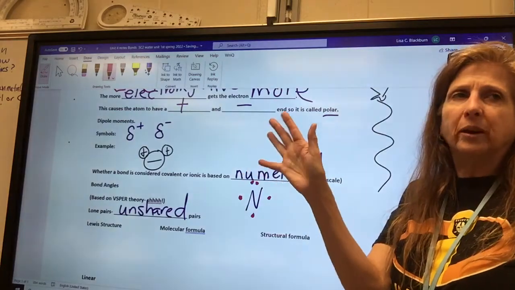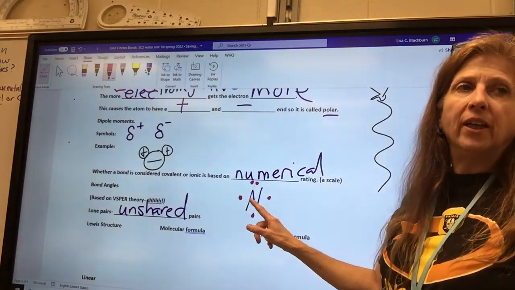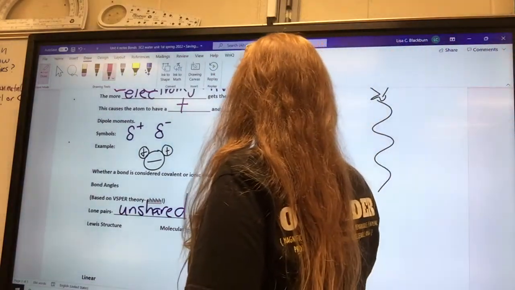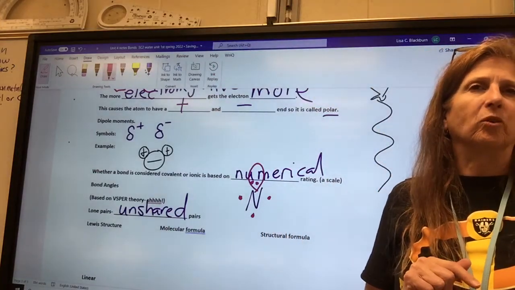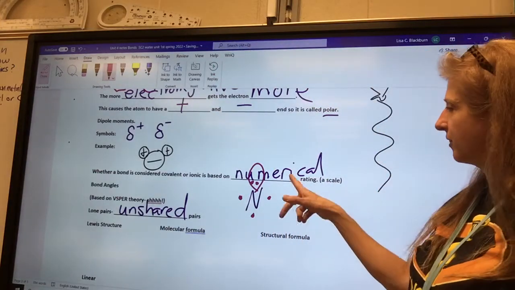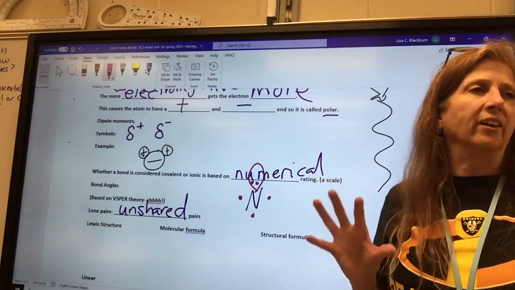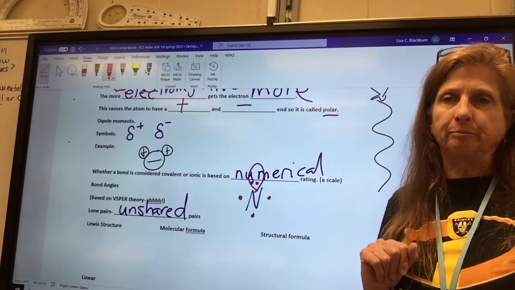It doesn't want to do any bonding there. This is the unshared pair. They're a huge concentration of negative. Sometimes it's drawn like that. Sometimes they'll draw a little bubble on it, which I think makes it look like some sort of weird alien. So if it looks like a little alien there, that's also an unshared pair. And just remember, it's negative. It's made out of electrons, and no bond is going to happen there.